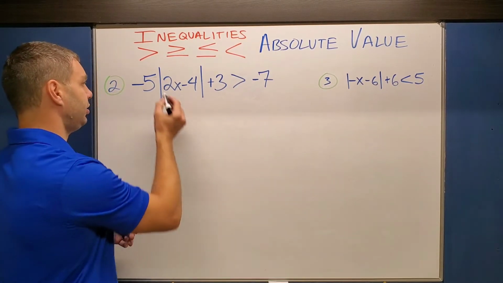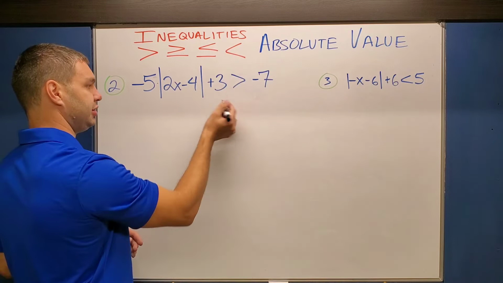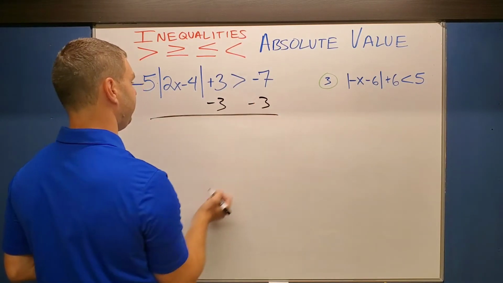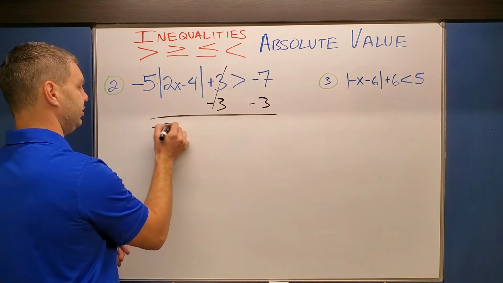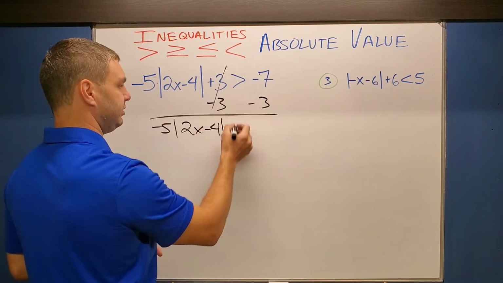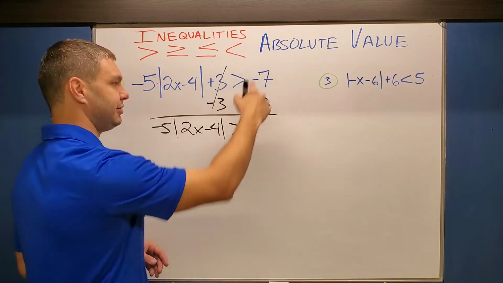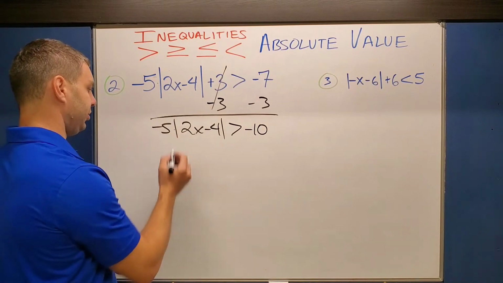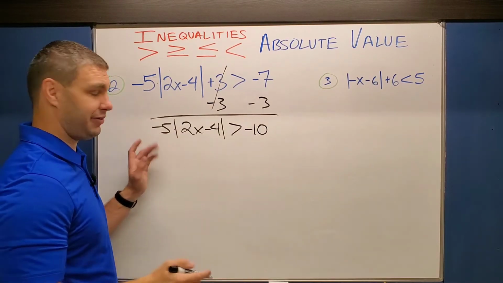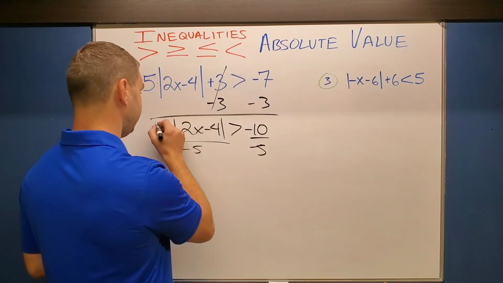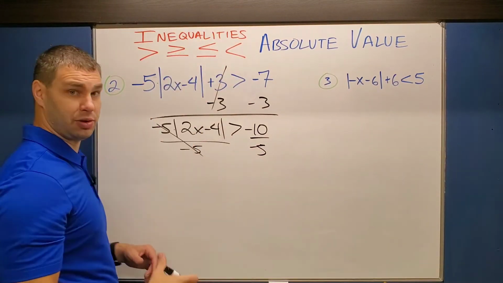And if you remember, since this is being multiplied, we actually have to move this over first. All right, and if I do that, I'm going to subtract 3 on both sides. Those cancel. So now negative 5 times the absolute value of 2x minus 4 is still going to be greater than, but this time negative 7 minus 3 is a negative 10. All right, again, this is being multiplied, so to undo this negative 5, I have to divide by a negative 5. And these are still inequalities, right?